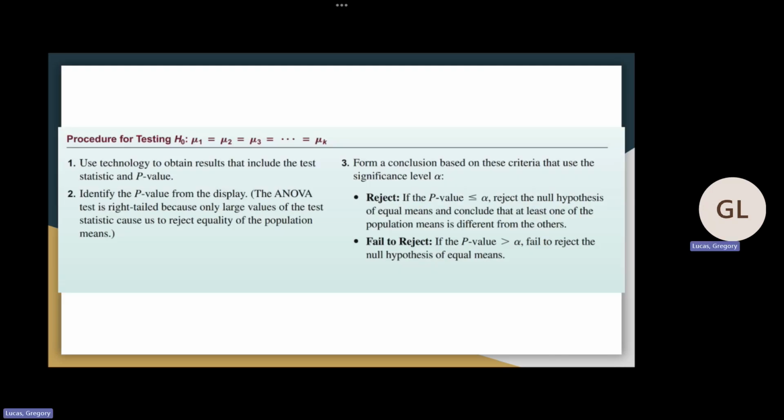So the procedure for this test is, first, we're going to use technology to obtain results that include the test statistic and p-value. We want to identify the p-value from the display. Second, the ANOVA test is right-tailed because only large values of the test statistic cause us to reject the equality of the population means. And third, we're going to form a conclusion based on these criteria that use the significance level alpha. We reject if the p-value is less than or equal to alpha, fail to reject if the p-value is greater than alpha. So our null hypothesis here is that all of our means are equal. It could be 3 means, it could be 4 means, it could be 5 means, just more than 2.